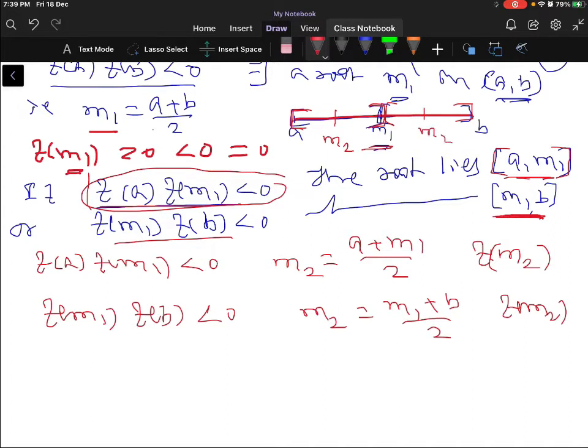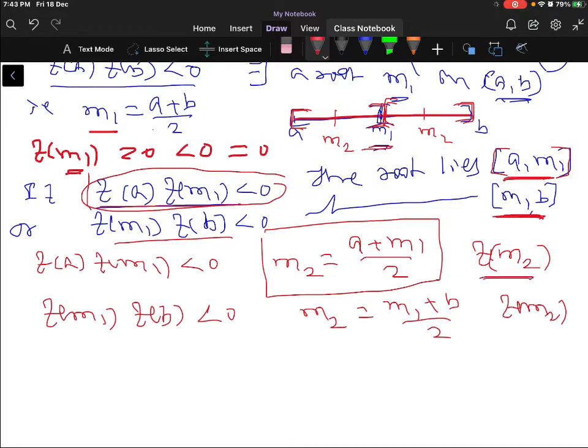So m2 is the bisect of the interval m1 comma b, where m2 is the midpoint of the interval m1 comma b. So any one of the cases will happen, not both. Either the root lies in the interval a comma m1 or m1 comma b. Now let us assume that the root lies in the interval a comma m1. We get m2 equal to a plus m1 by 2.